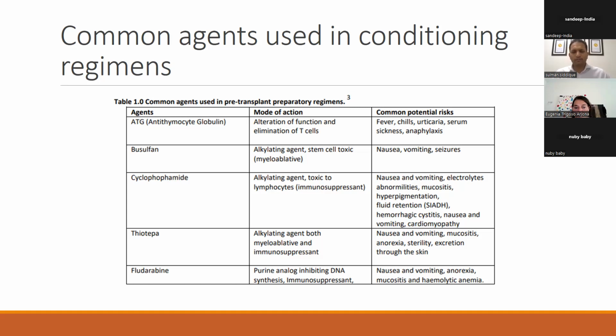Again, I'm not going into too much detail of the mode of action because we had a lecture on this last week. Alkylating agents are generally agents that prevent cells from dividing and replicating by attacking the DNA of the cell. So that is alkylating agents.